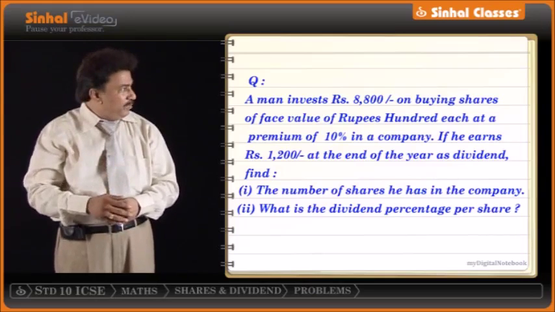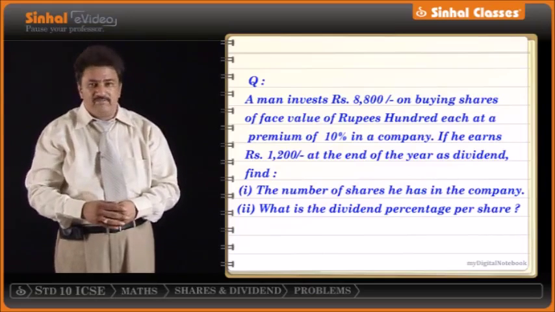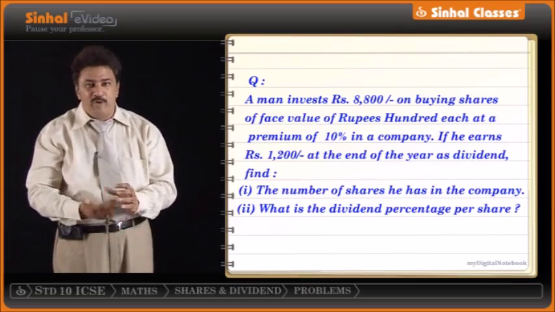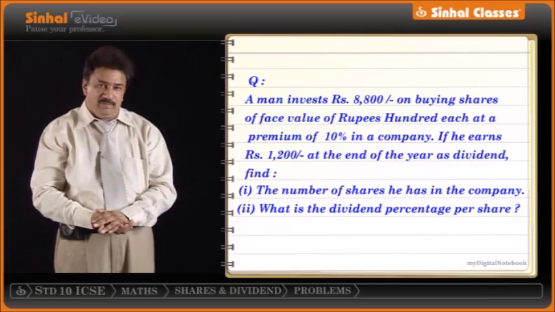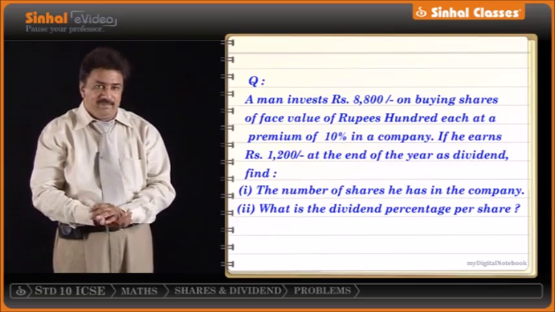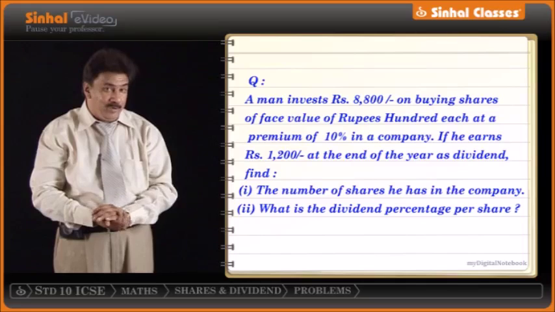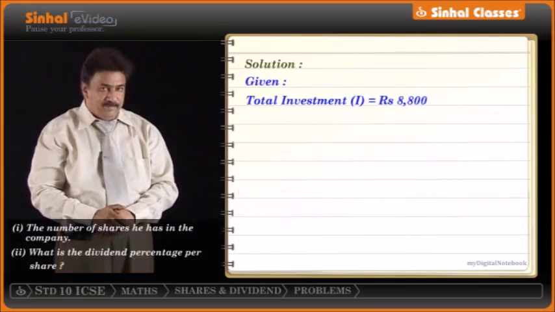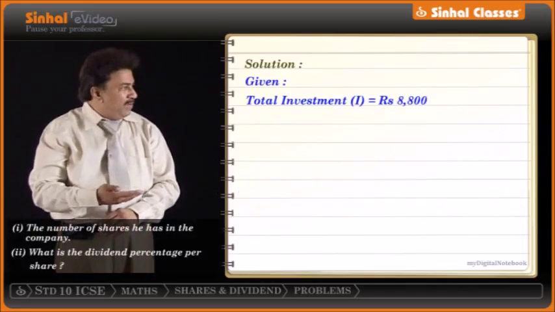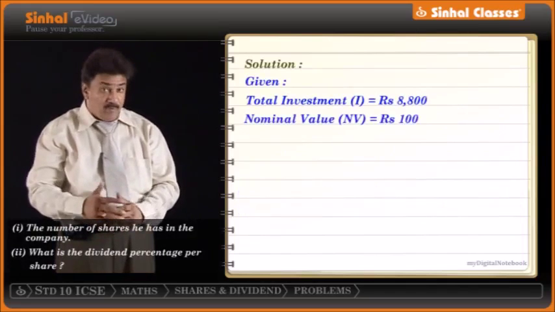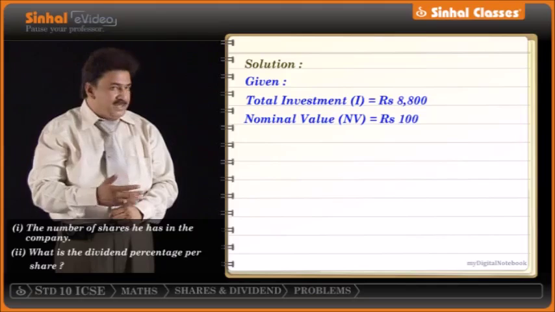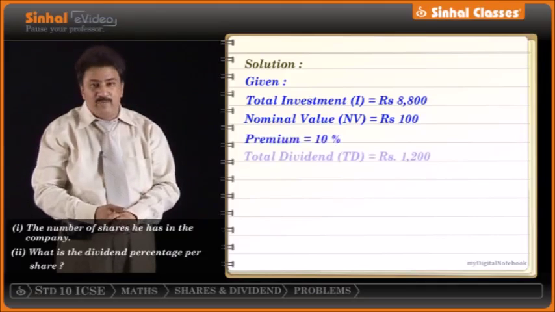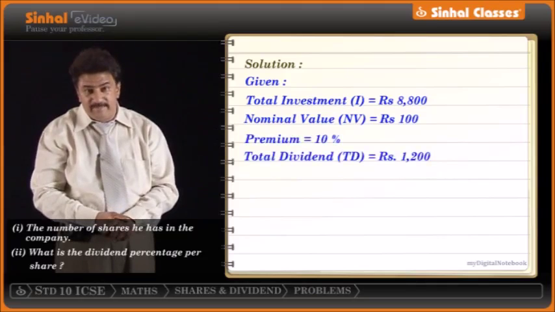Investment is given to me. What's the investment? 8,800. But I don't know the market value. So the first thing which I'm going to do is finding the market value. Let's start finding. Before that, let's see what is given to you. Total investment is 8,800. Nominal value is rupees 100. Premium is 10% and the total dividend is rupees 1,200.